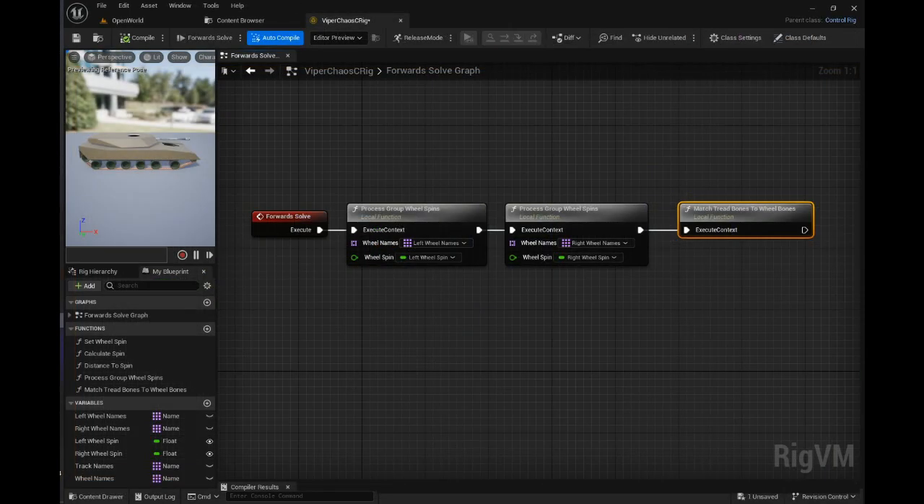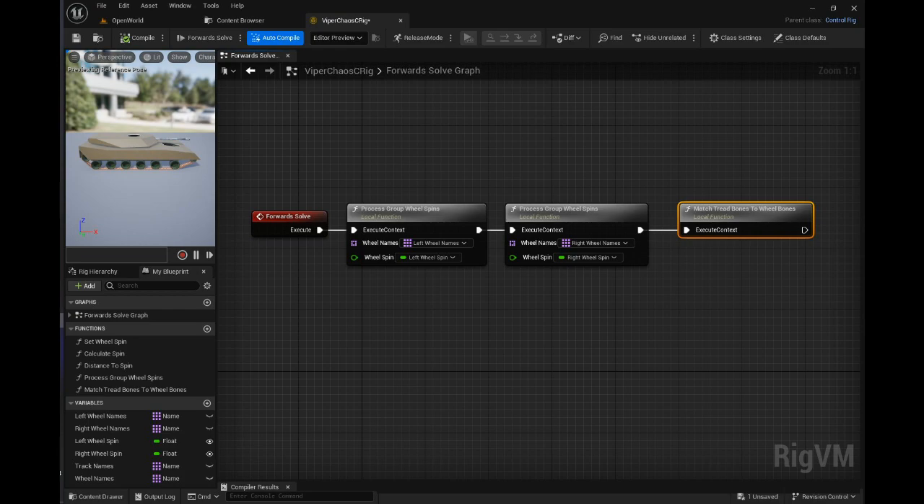So here in the control rig, we see that a function process group wheel spin is called twice, once for the left wheels and once for the right wheels. And then after that, another function is called, the third function, and what it does is it hugs the track underneath the wheel.